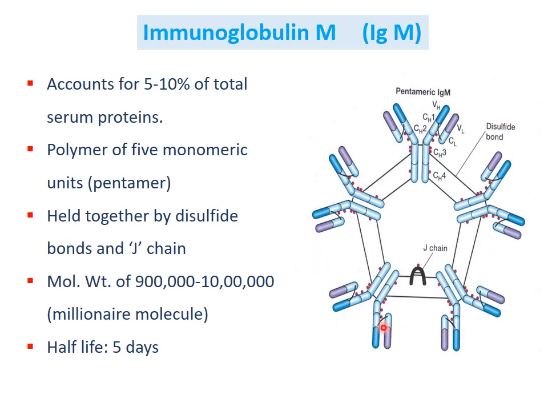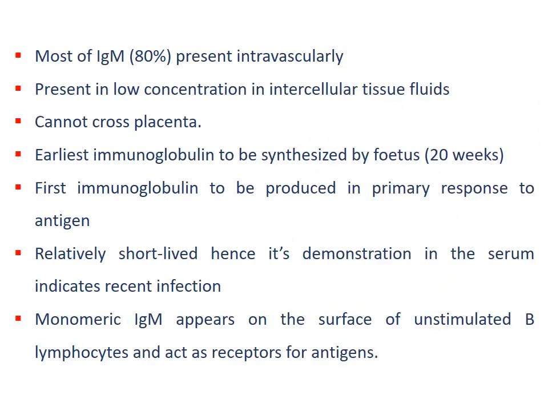M. So they must be heavy. The highest molecular weight of all immunoglobulins is that of immunoglobulin M, and this is almost 9 to 10 lakh. This is also called the millionaire molecule. The half-life of IgM is 5 days, which is very less compared to IgG. Now, 80% of the IgM is present intravascularly and in low concentration in intercellular tissue fluids.